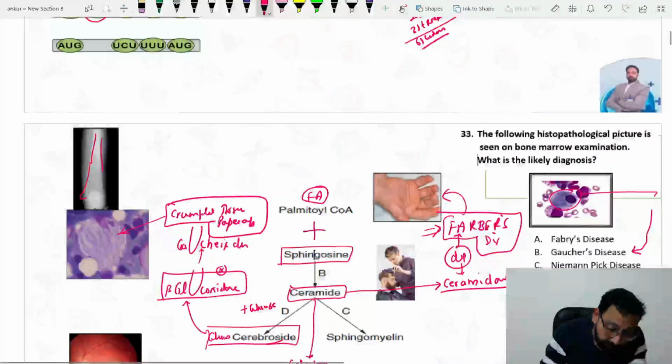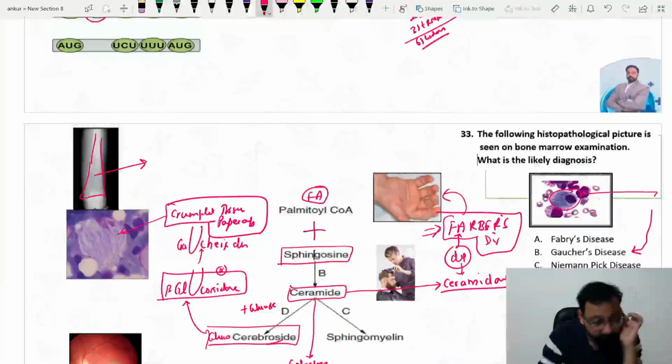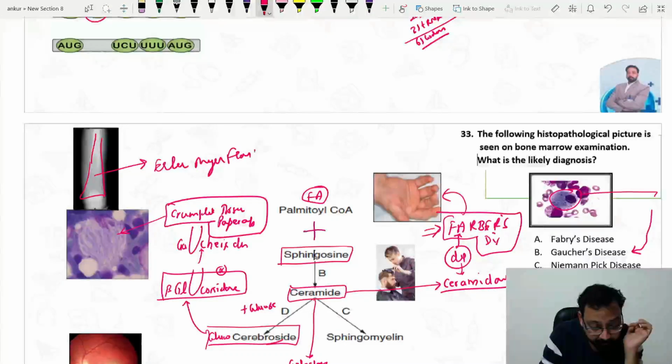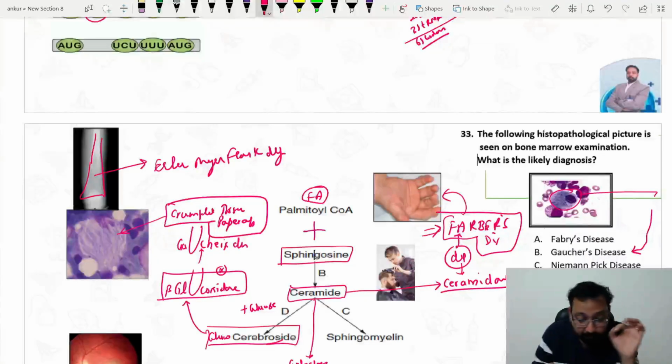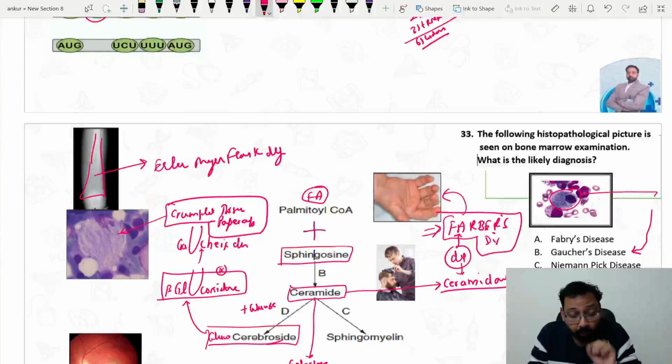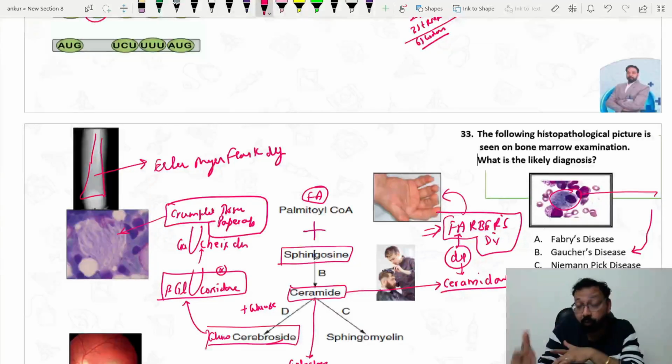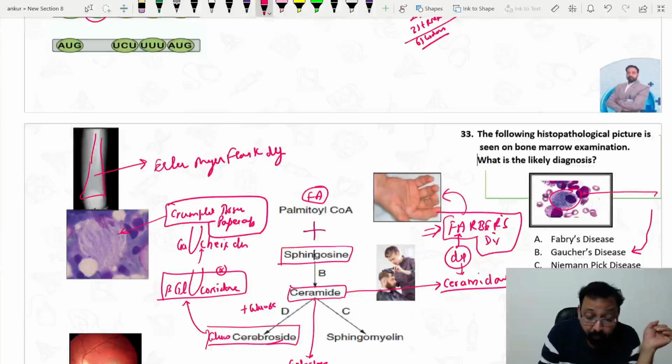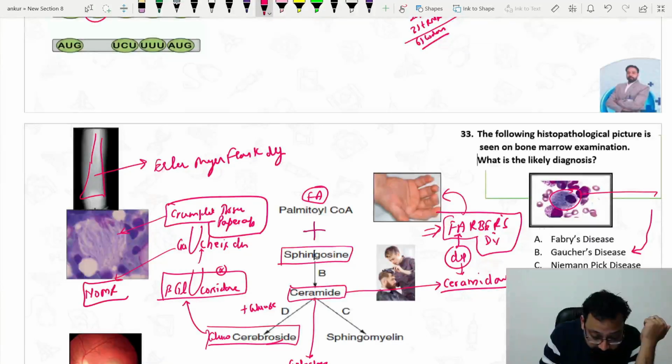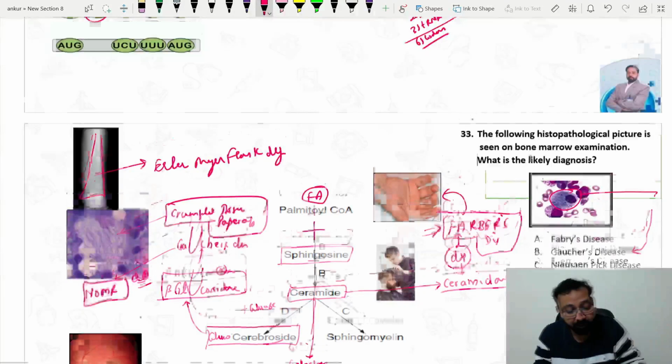Erlenmeyer flask deformity. Point it out. In all sphingolipidosis, I am going to discuss all these. You will find mental retardation, but in Gaucher's disease, no mental retardation. This is a very, very important catching point in many clinical questions.